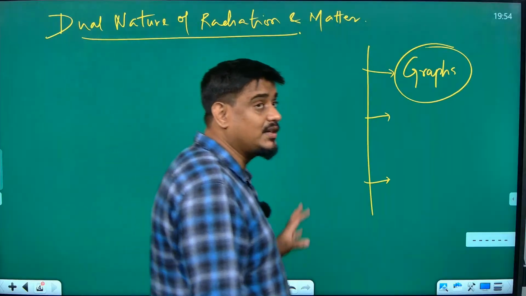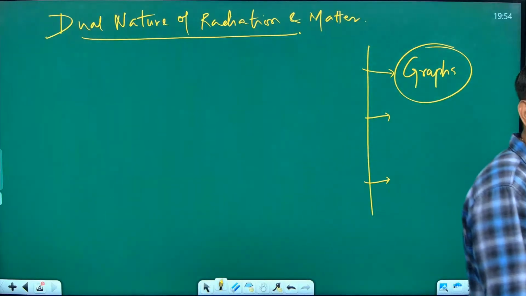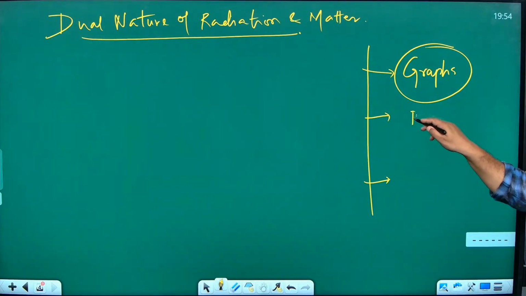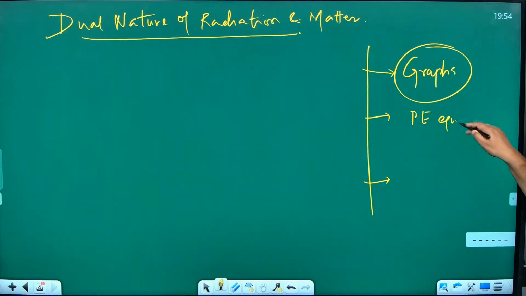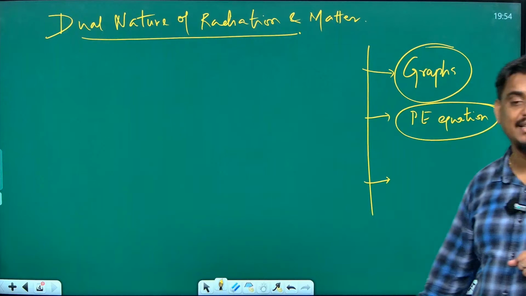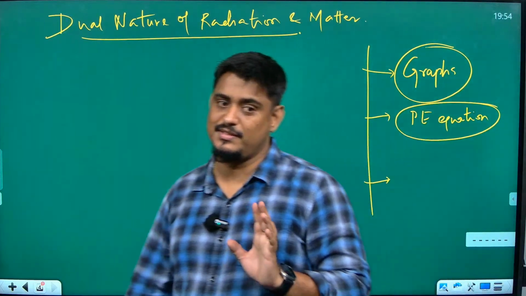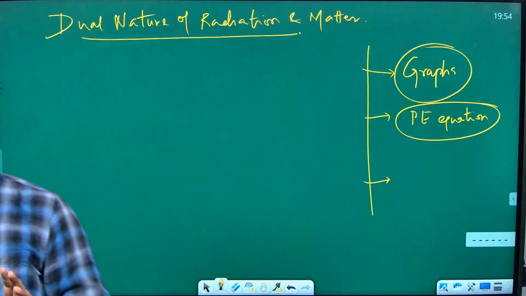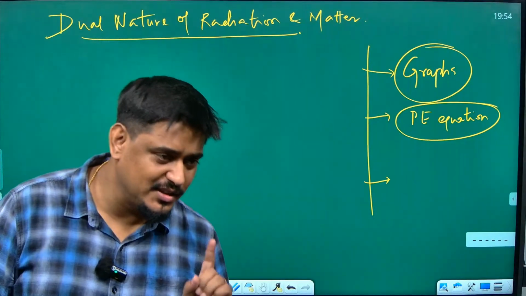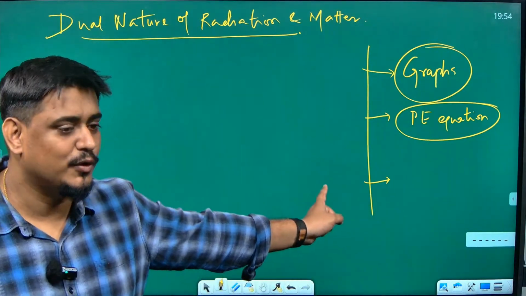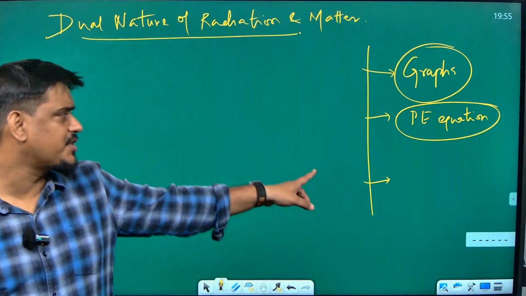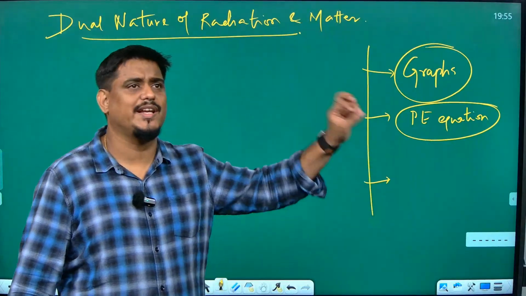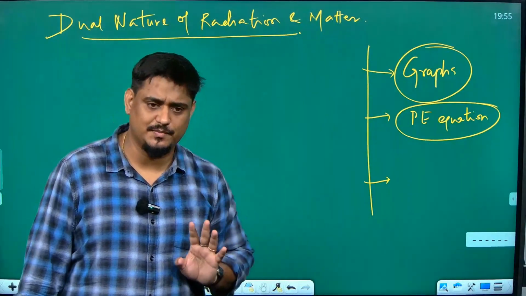Second important topic in this chapter is Einstein's photoelectric equation, the very famous equation for which Albert Einstein even got the Nobel Prize. Einstein's Nobel Prize is not for E is equal to mc square. His Nobel Prize is for the photoelectric equation. Very famous equation. You can expect a question from this equation in the board examination.